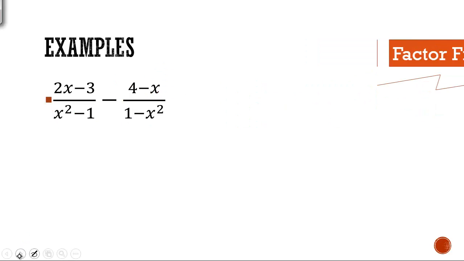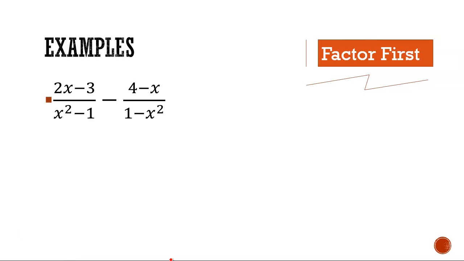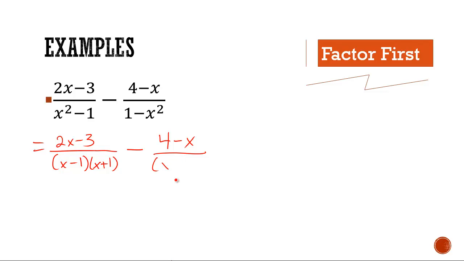This next one, again, got to factor first. So factor everything. This top can't be factored. This one can. This top could be switched in order, but in this case that's fine. However, the denominator, you'll notice this will become 1 minus x, 1 plus x, and we would likely want to have them all in the same order. So let's rearrange that order.